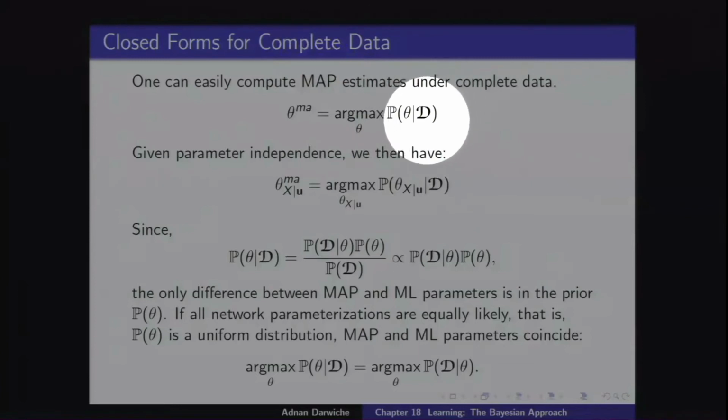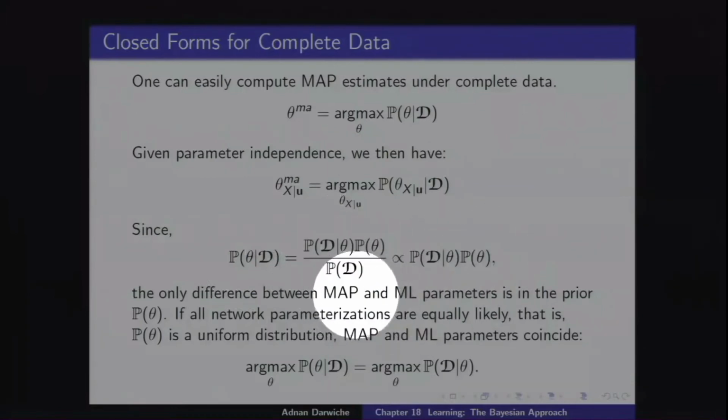MAP estimates, I optimize this. ML estimates, what did I optimize? P(D given theta), right? I want to find the theta that makes the probability of D highest, correct? How are they related? Bayes rule. Look at this. What does Bayes rule say? This, correct? Theta given D is D given theta, which is proportional to that.